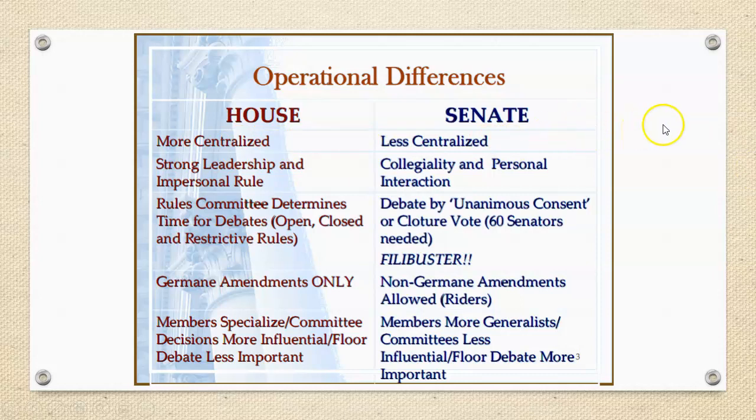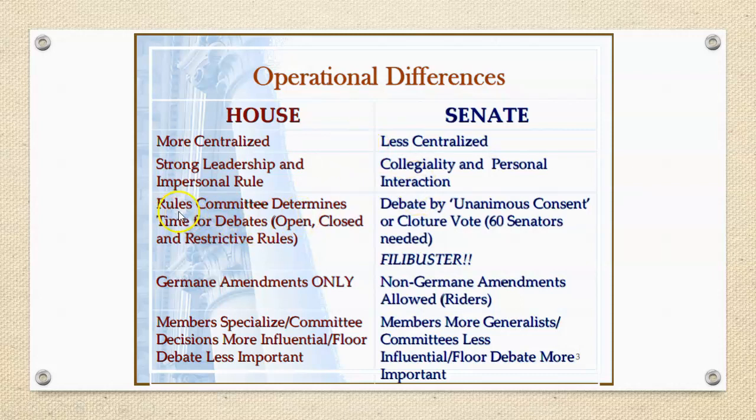There's less of them. There's 100 versus 435, so they're a little more relaxed, a little more personal in their interaction with each other, whereas in the House, there's really strong leadership. The party and the Speaker or the minority leader of the opposition party have a lot of say in what gets done in the House of Representatives.